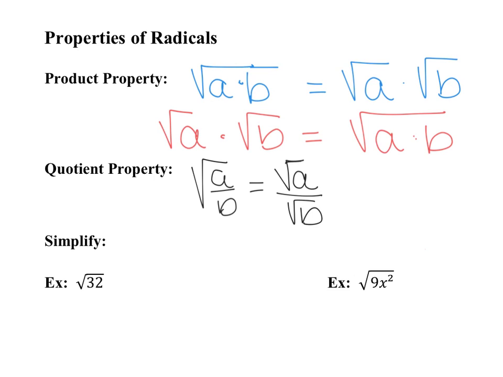And just like the product property, the quotient property actually works both ways as well. So there are times when, if you have the square root of a divided by the square root of b, it might make sense to put them under the same radical. So on the next slide, we're going to see this in action.